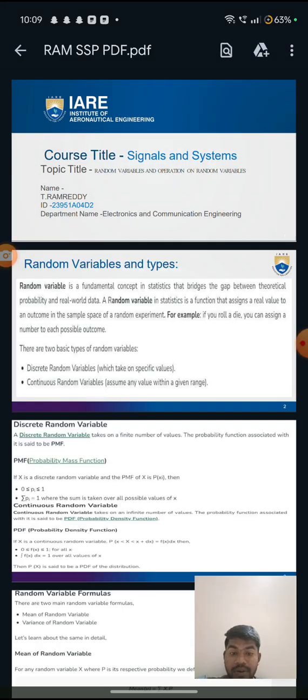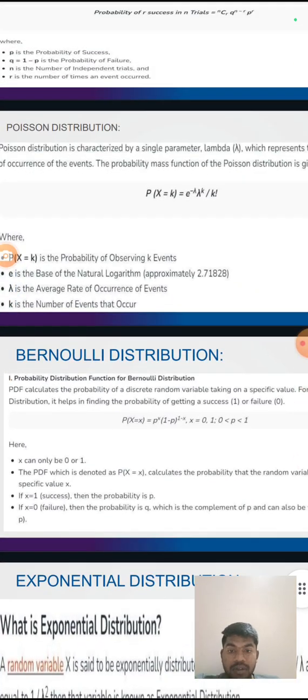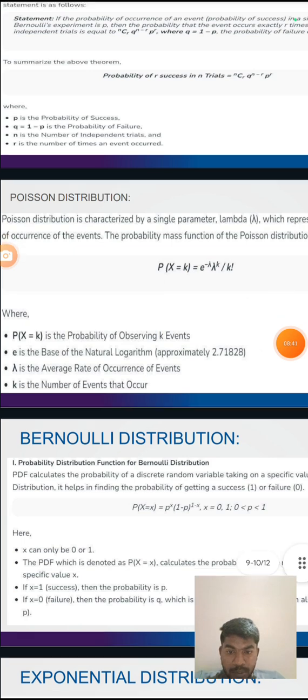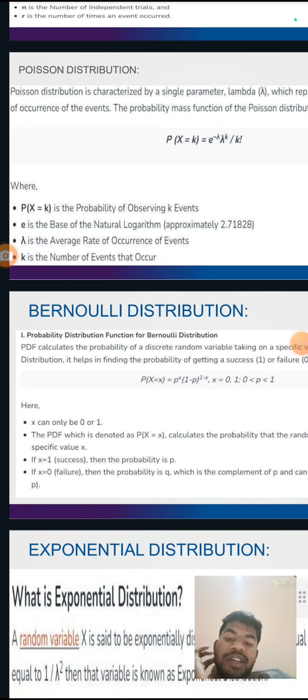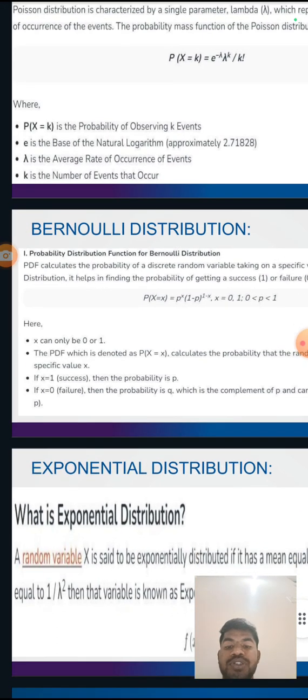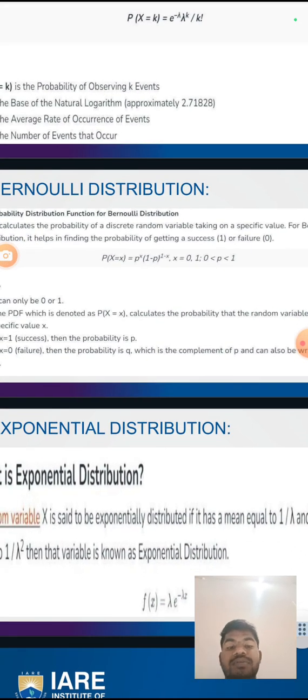Bernoulli's distribution. The Bernoulli distribution's probability distribution function calculates the probability of a discrete random variable taking a specific value. It helps in finding the probability of getting success or failure, success equal to 1 or failure equal to 0.